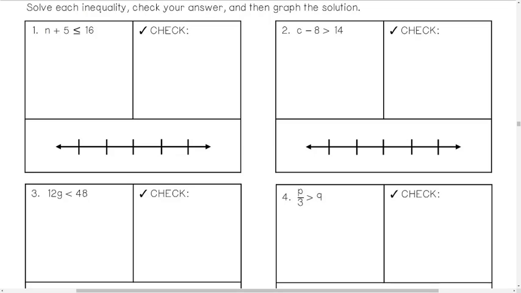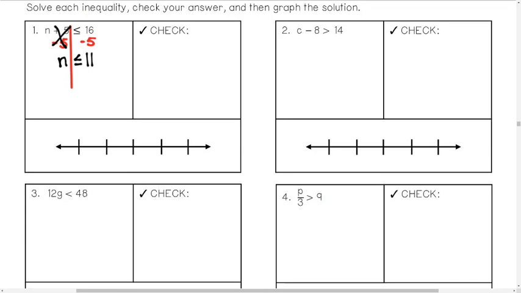So starting out, we have number 1 where we're going to check our work afterwards and graph it. So it says there, solve the inequality to check your answer, then graph the solution. To solve this one, we go ahead and draw our line to keep it organized. And then the opposite operation of adding 5 would be subtracting 5. To keep it balanced, step 2, I got to go ahead and do that to the other side. And now that I've done that, the 5's cancel on the left, and I'm left with n is less than or equal to 16 minus 5, which gives me 11.